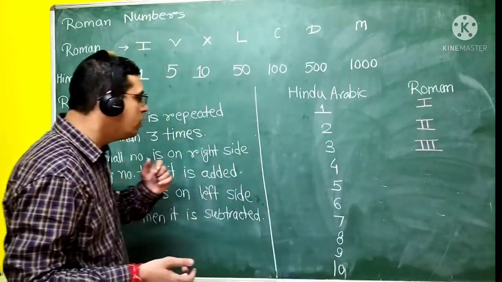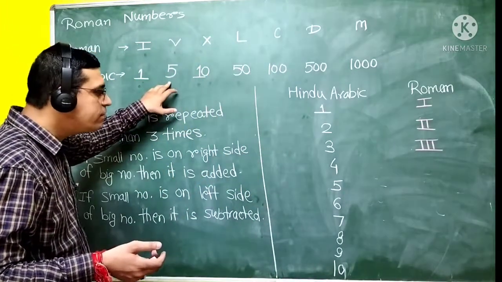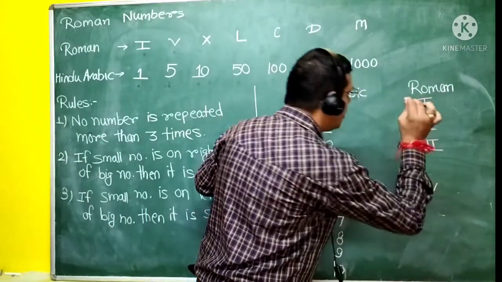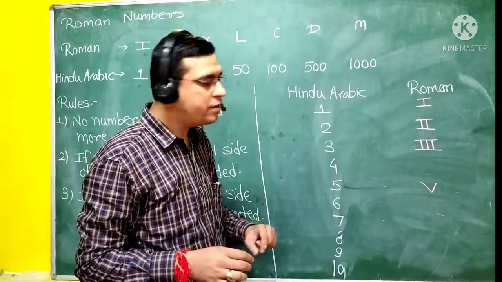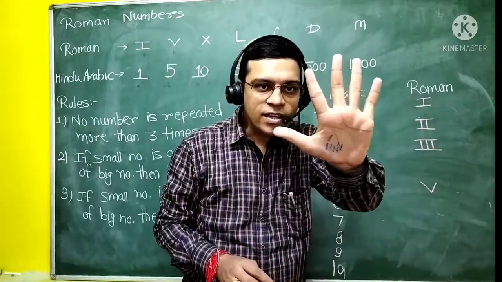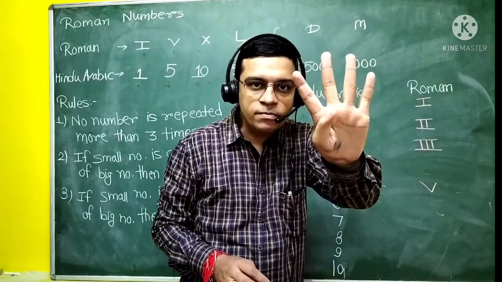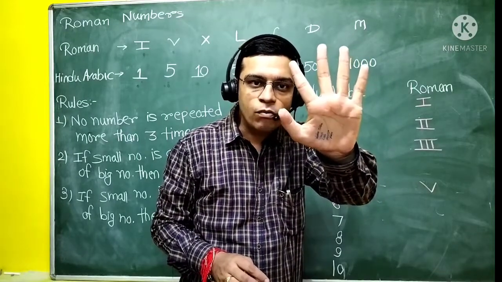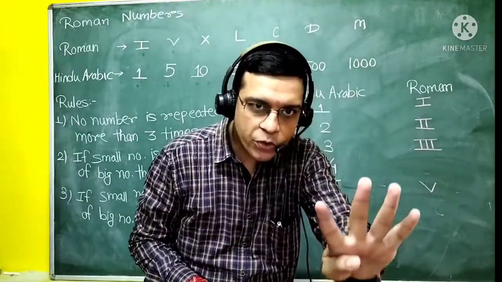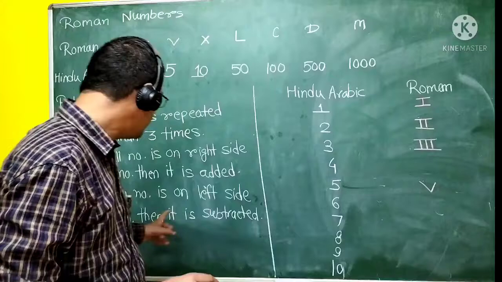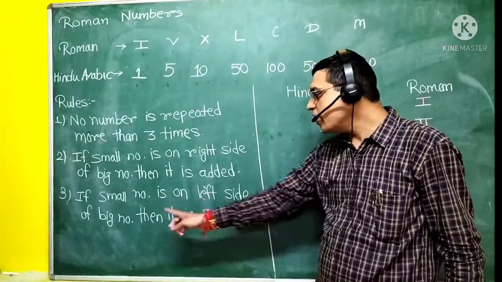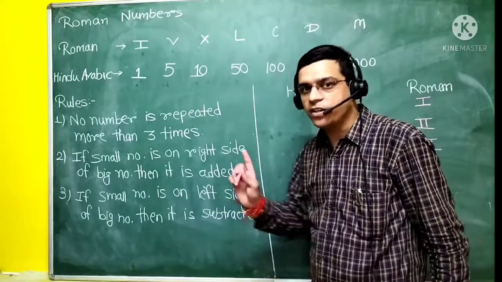So tell me how I can write 5. That is very easy. 5 can be written as V. Okay, you know that you can write 5 as V. What if this is 5, I subtract 1, 5 में से 1 minus कर दिया, how much is left? 4. That's what I said, that rule 3. If a small number is on left side of big number, then it is subtracted.